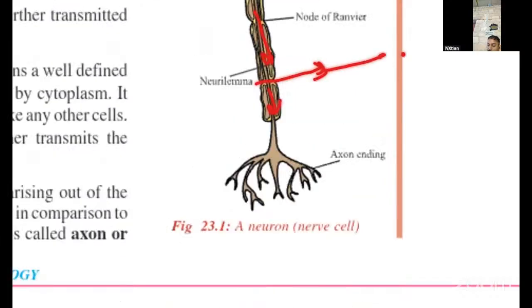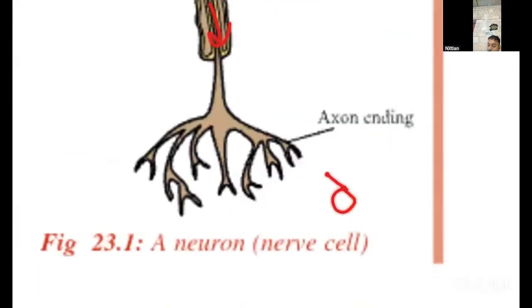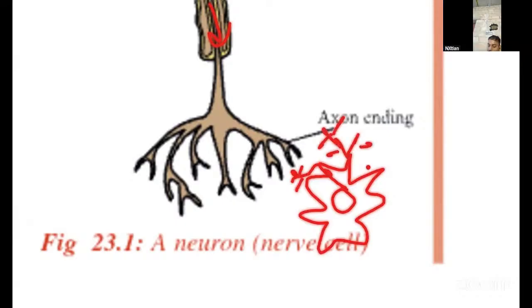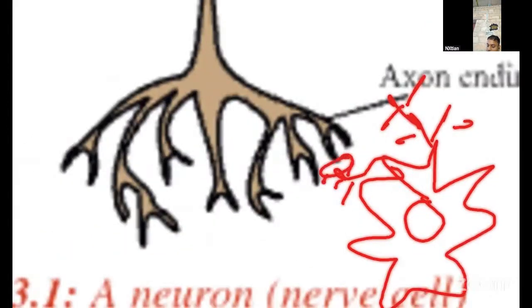Basically, it regenerates the electrical impulse to the next part so that the electrical signal can pass through it. Now there is an axon ending, and I told you in the axon ending we have more dendrite-like structures. They are attached to the legs of the axon, but there is a space between them. This space is a synapse.